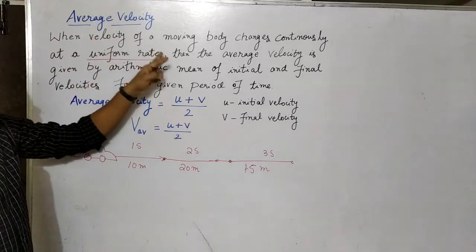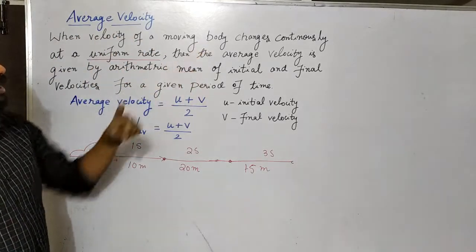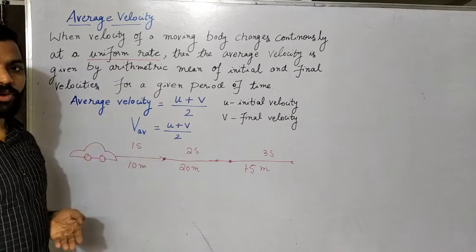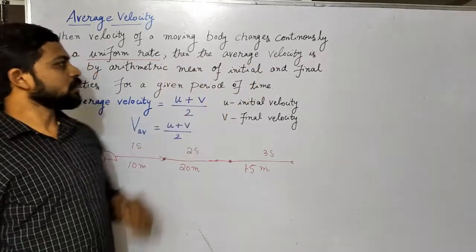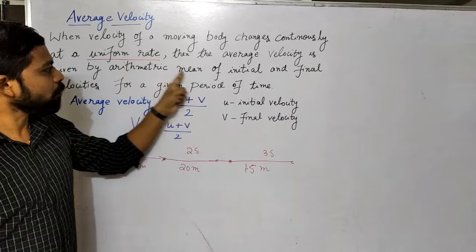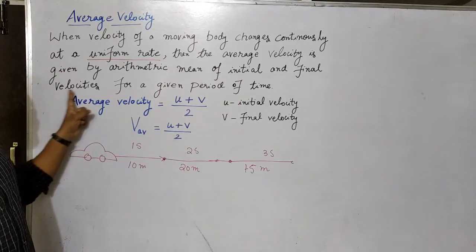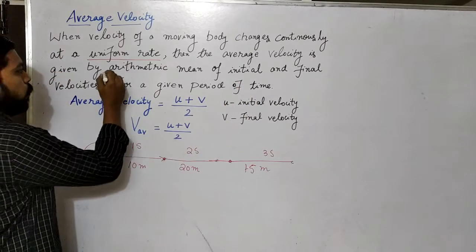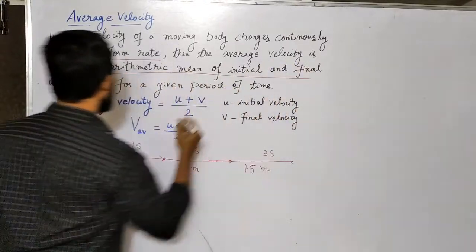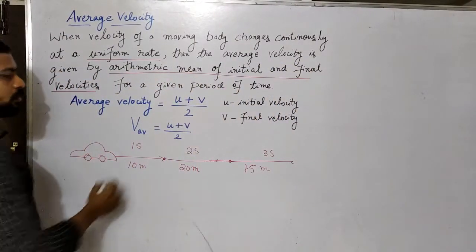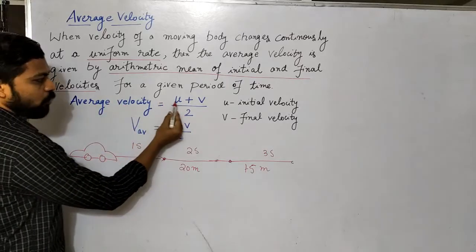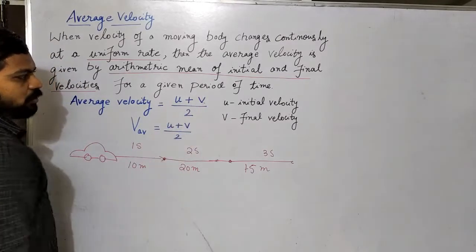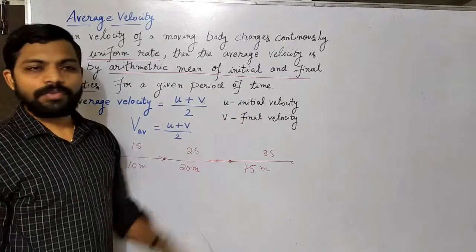I would complete the statement here. When the velocity of a moving body changes continuously at a uniform rate, the way it is increasing should be uniform, then the average velocity is given by the arithmetic mean of the initial and final velocities for a given period of time. So you can see here the formula, average velocity is equal to u plus v by 2. This is the arithmetic mean of what? Initial and final velocity. u is initial velocity, v is final velocity.